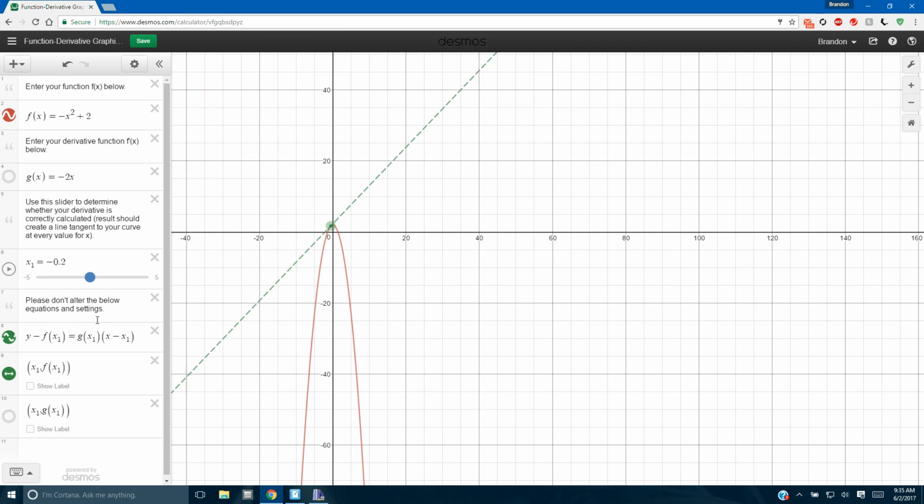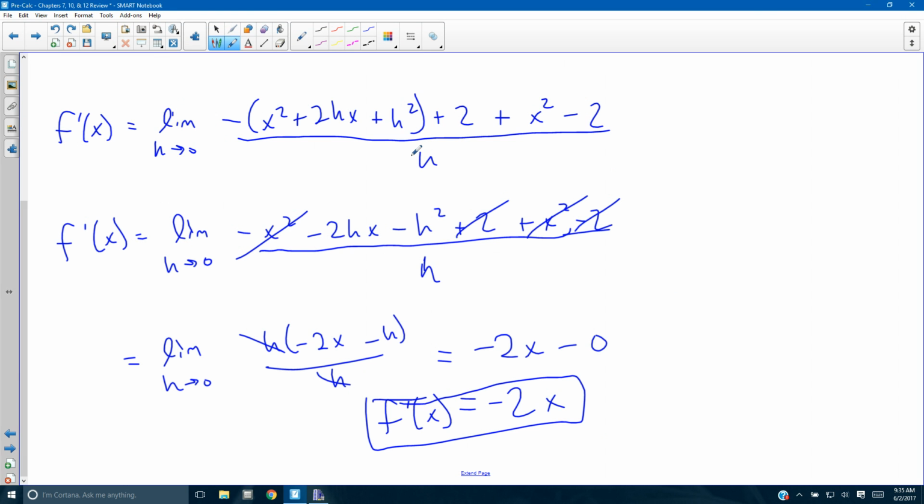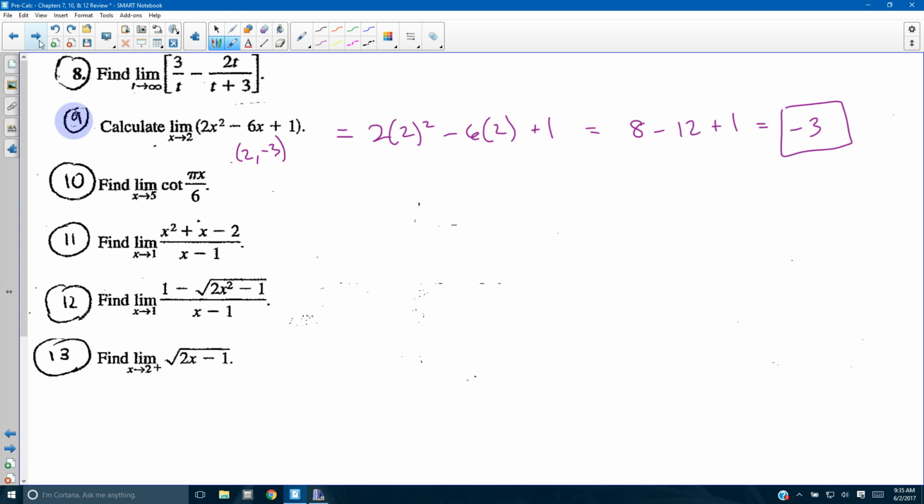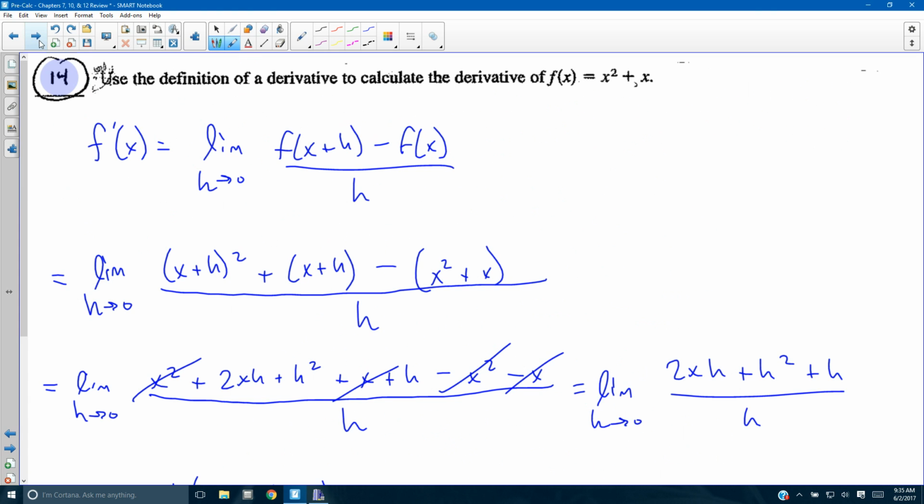The slope of the tangent line can be determined by plugging it into your derivative function. 0 at 0, that makes sense. All right, getting rid of that. Okay, let's go and move on. We just did number 14.